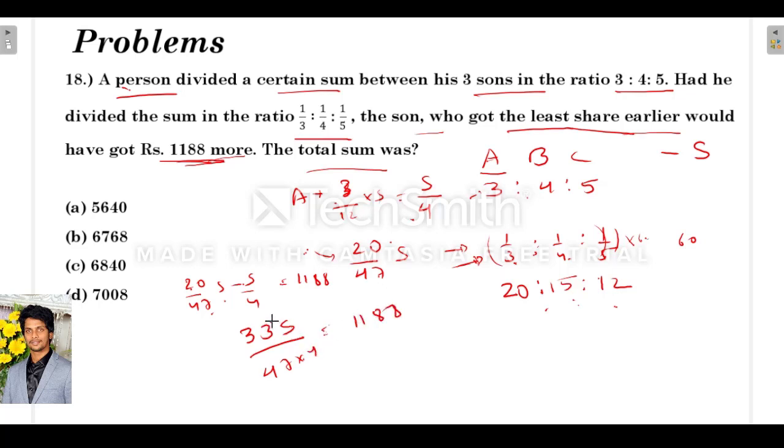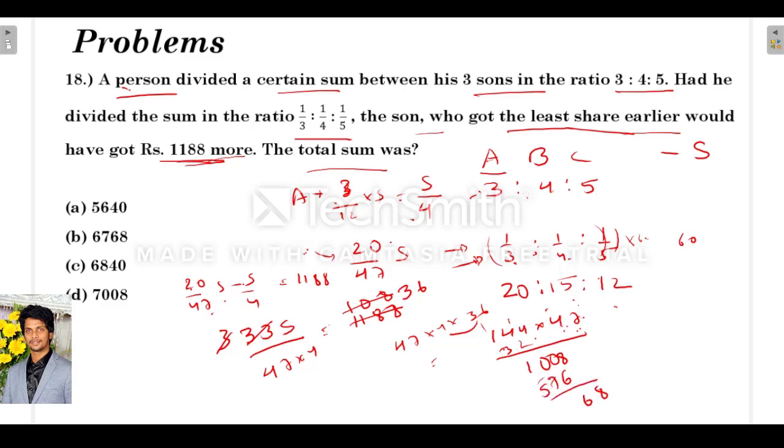So 11 3s are 33, 3 3s are 9, so it will be 47 into 4 into 36. So let's find out. So 36 into 4 is 144 into 47. So 7 4s are 28, 7 4s are 28, 7 1s are 7, 1008. So 4 4s are 16, 4 4s are 16 plus 1, 17, 4 1s are 4, 5. So it is 6768. So 6768 will be the total sum.